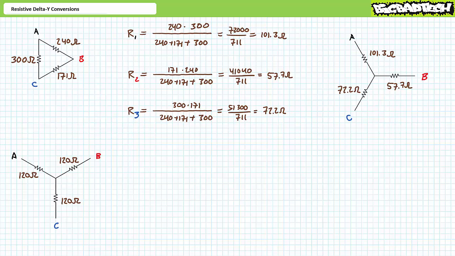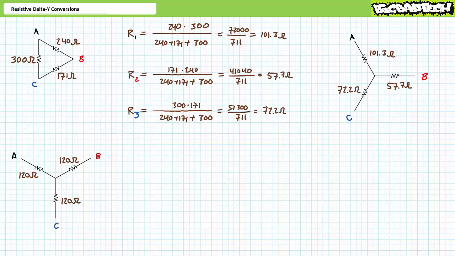Our equivalent Y configuration features R1, a 101.3 ohm resistor directly attached to node A, R2, a 57.7 ohm resistor, directly attached to node B, and finally R3, a 72.2 ohm resistor, directly attached to node C. Ideally, one should be able to exchange our previous delta configuration with this new equivalent Y configuration, and the circuit, source, or sources attached to these three nodes will be none the wiser to the substitution.